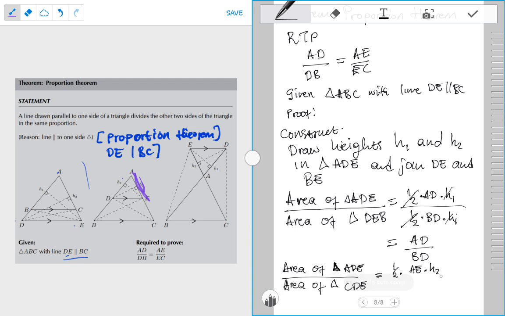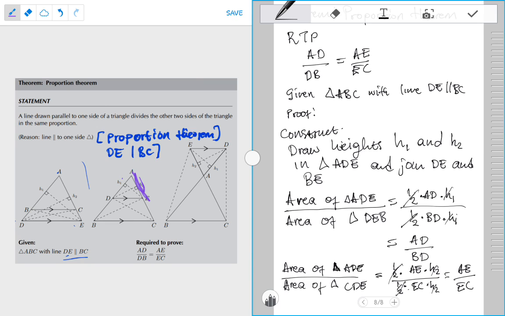multiplied by H2. And then the base of CDE: we have 1 over 2 times the base, which is CE or EC, multiplied by H2. So this will cancel this, and we will be left with AE over EC.